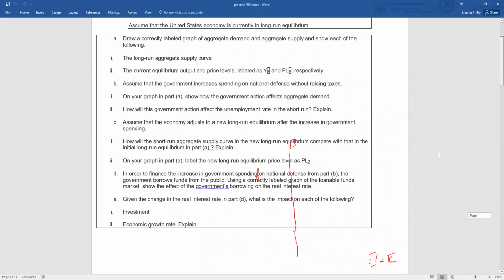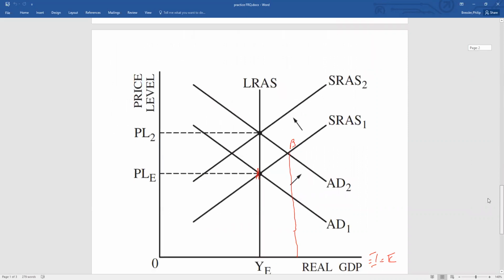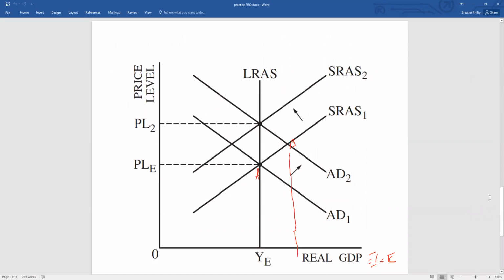All right. Now, part C, assume the economy adjusts to a new long-run equilibrium after an increase in government spending. So I'm just going to scroll back down here. Now I'm at point B. If I adjust to a new equilibrium, I'm making more output. I need more workers. The demand for workers increases. That means wages go up. SRAS shifts left. And now I'm at point C.